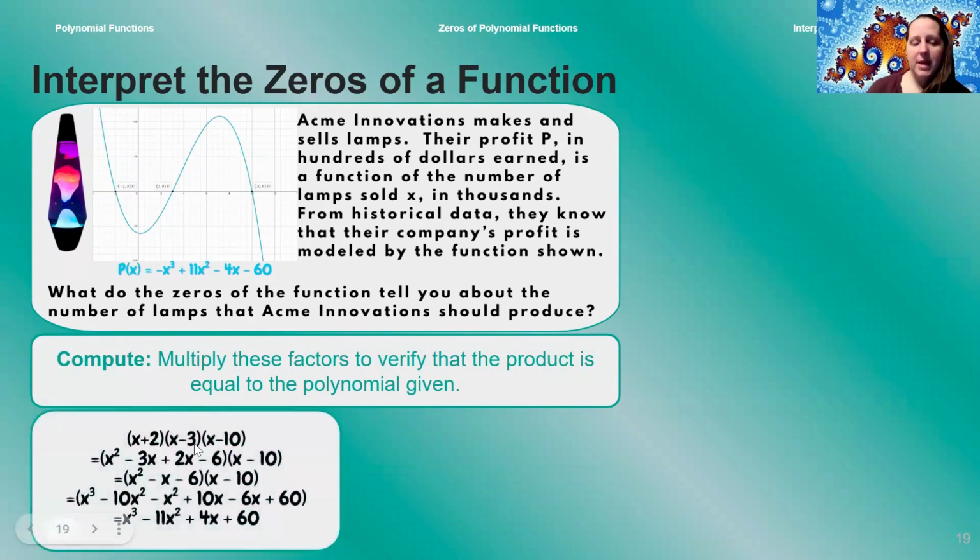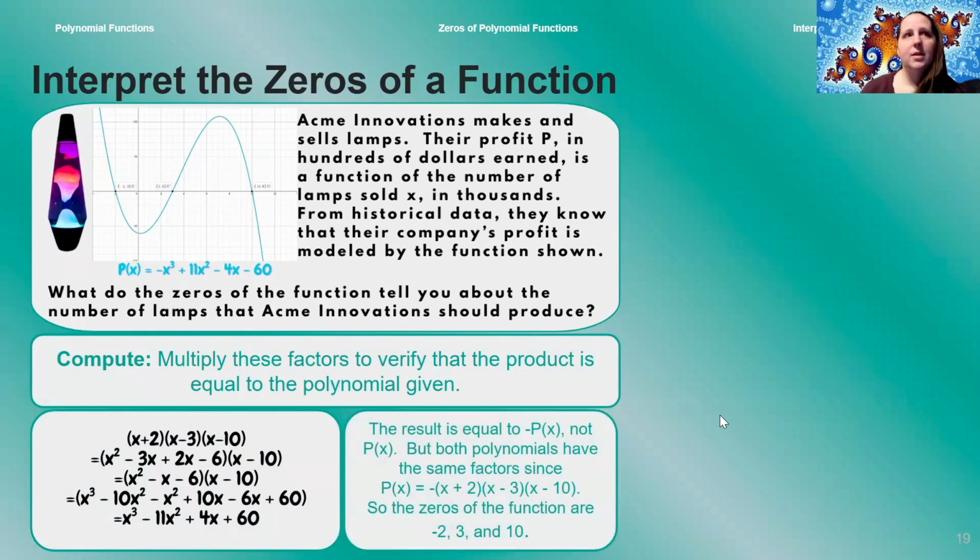So x plus 2 times x minus 3 times x minus 10 gives me x cubed minus 11x squared plus 4x plus 60. What I can notice is this is the opposite signs from what I was originally given with my polynomial. So the result is equal to negative p of x, not p of x. But both polynomials have the same factors since p of x equals negative x plus 2 times x minus 3 times x minus 10. So the zeros of the function are -2, 3, and 10.